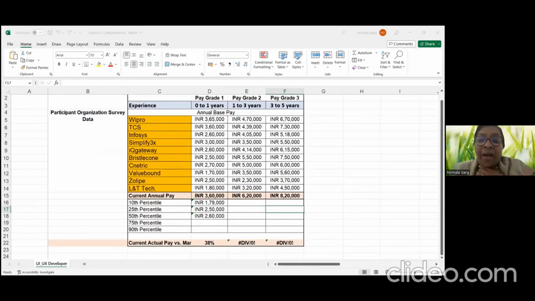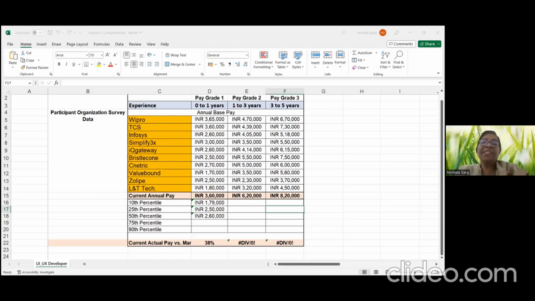I'm an IT company, right? And I want to get market data for my software engineer, grade 1, grade 2, grade 3. Grade 1 will be 0 to 1 years, grade 2 will be 1 to 3 years, and grade 3 will be 3 to 5 years. I have collected data from these companies, which are similar: Wipro, TCS, Infosys, Simplify, iGate, Value Bonds, L&T.